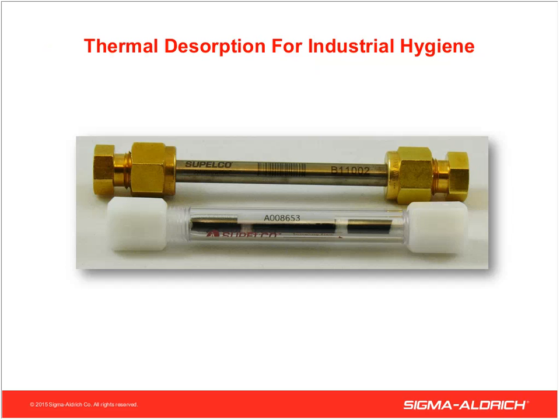So now I'll describe some uses of thermal desorption for industrial hygiene. The picture here shows both stainless steel and glass thermal desorption tubes. These show the tubes sealed before and after sampling.